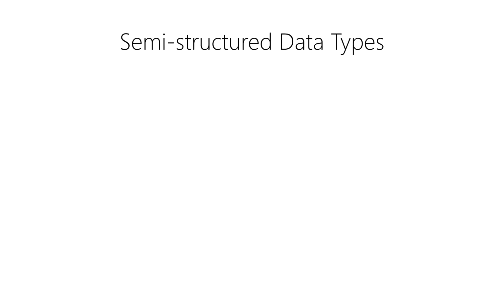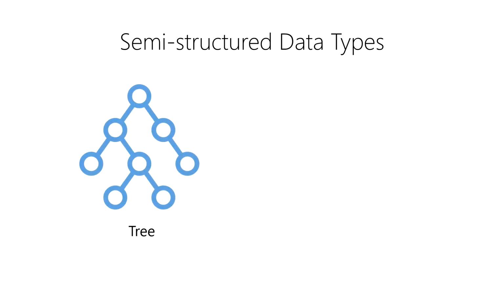Next, we have composite data types that represent semi-structured data. First, we have a tree, which organizes data as a set of nodes and branches. Trees are used to represent hierarchical data, that is, data that are organized into parent-child relationships.